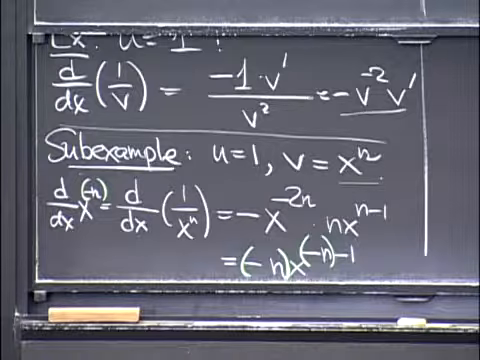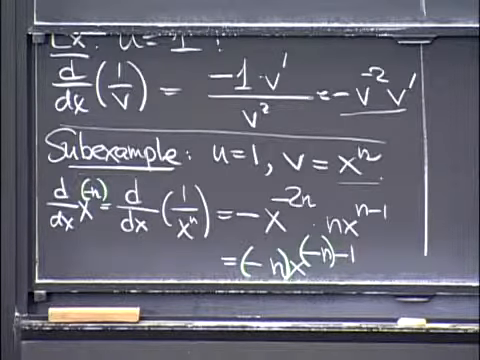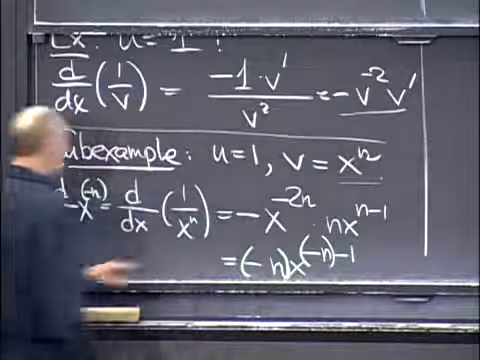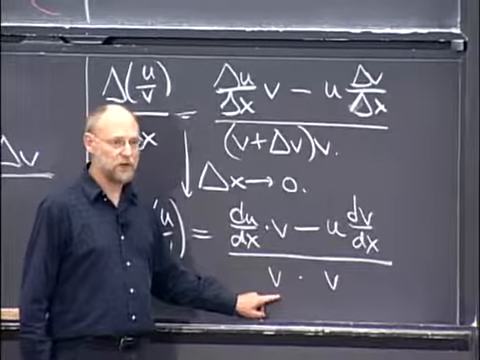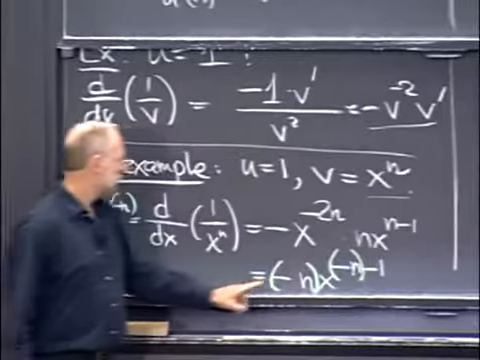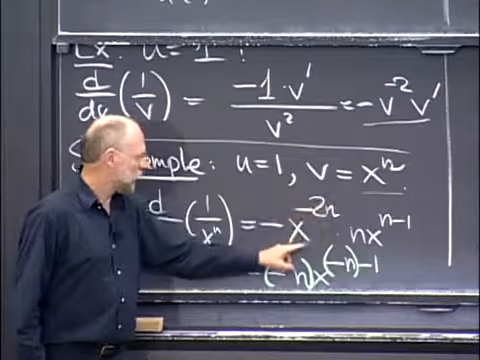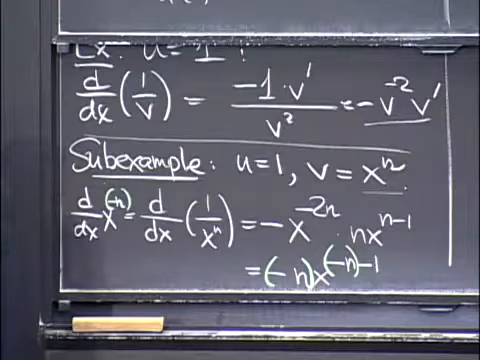Where did that x to the minus 2n come from? So the rule, I'm applying this rule. The denominator in the quotient rule is v squared. And v was x to the n. So the denominator is x to the 2n. And I decided to write it as x to the minus 2n.